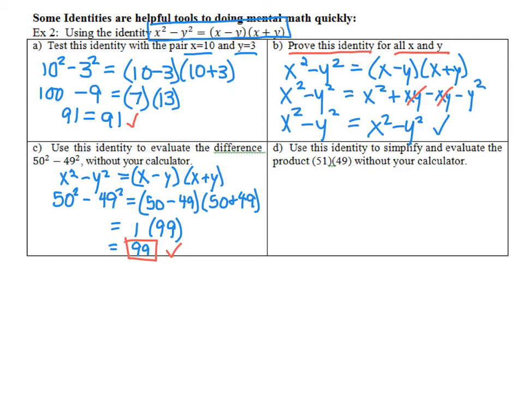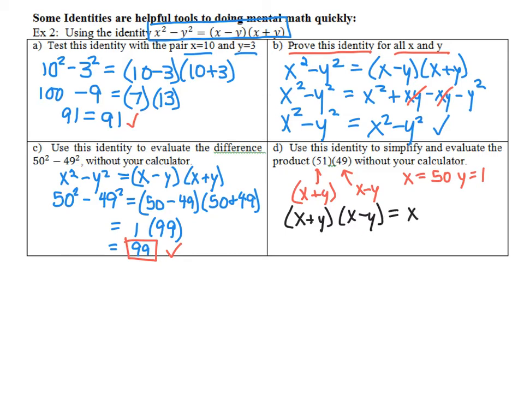Let's look at it in a slightly different way. If I now have 51 times 49, then I'm going to use the 51 as the x plus y. I'm going to use the 49 as the x minus y. So you'll notice that in this situation, x is equal to 50, y is equal to 1. So let's go back to our identity. X plus y times x minus y has to equal x squared minus y squared.